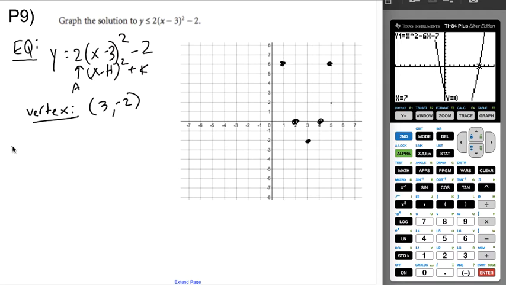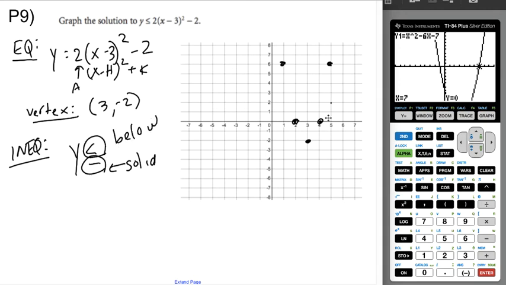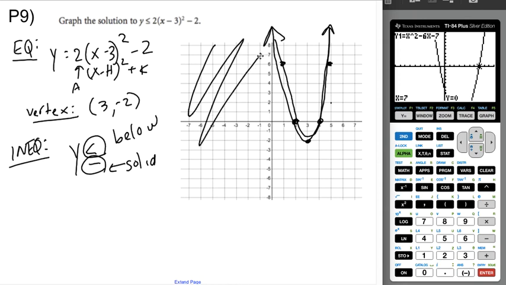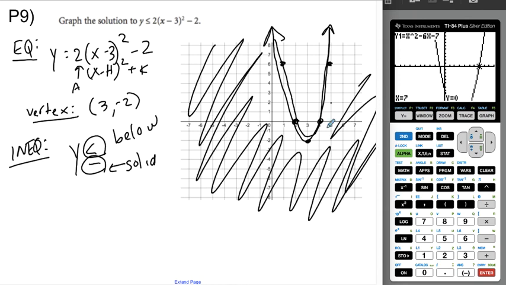Okay, so if I look at the inequality, I have y is less than or equal to. Well, this tells me that it's a solid line and this tells me that I'm shading below. So I'm going to draw a solid line for my curve. And again, if you miss a little, it's fine. Just put a note. And then shading below is going to be everything that's not inside the parabola. And that's it for this last video of 5.8.